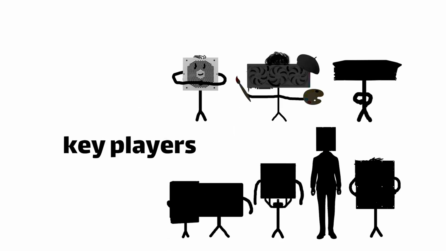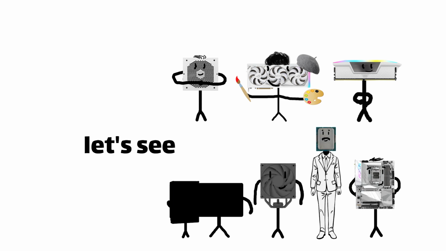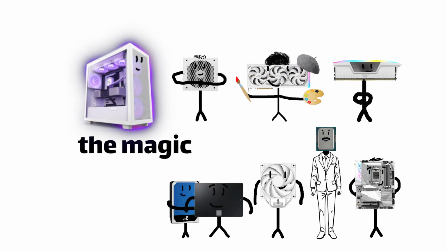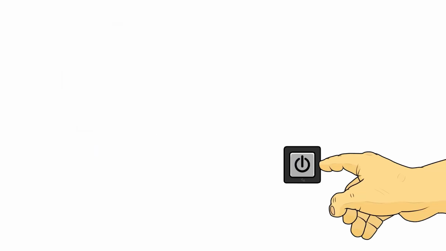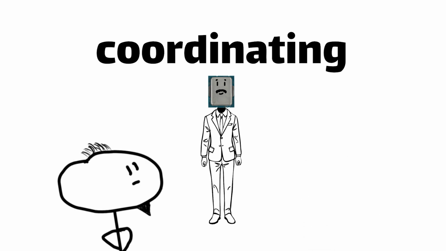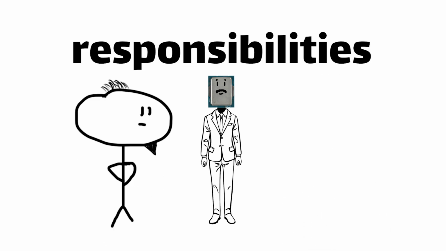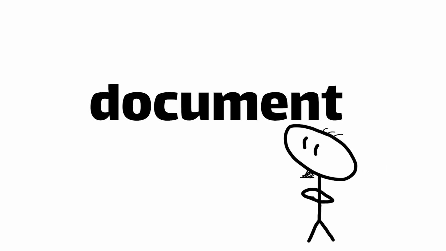Now that we've all met the key players in our computer city, let's see how they work together to make the magic happen. As soon as you press that power button, the PSU kicks into action, providing power to all the other components. The CPU, like the hardworking mayor, starts coordinating tasks and delegating responsibilities, something you may know as POST.